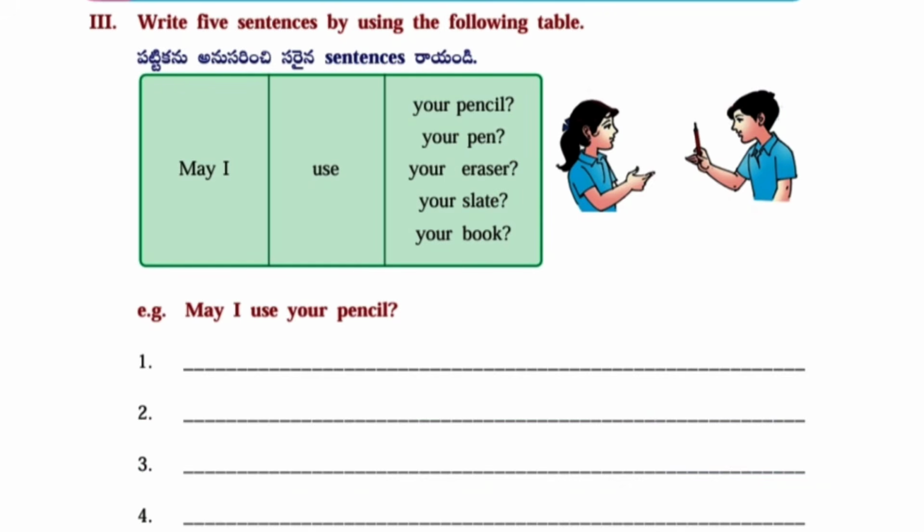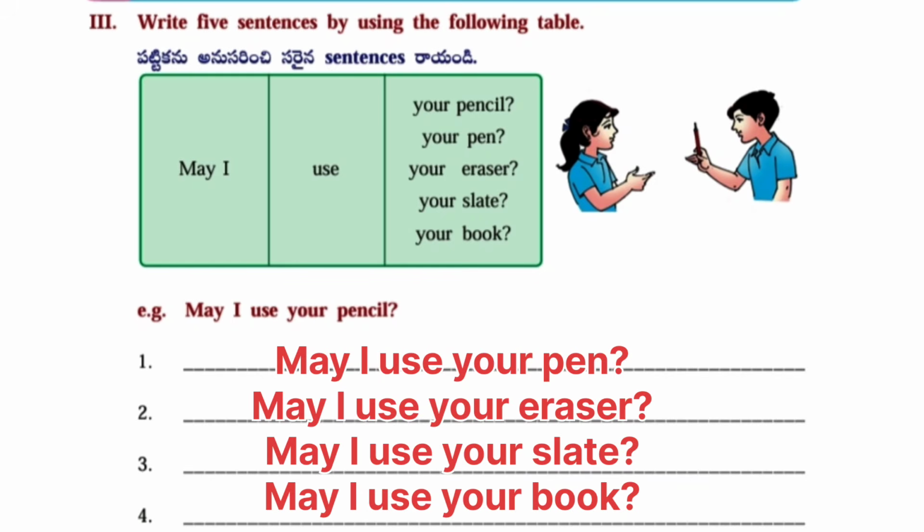And next, write 5 sentences by using the following table. May I use your pencil, your pen, your eraser, your slate, your book. Now we have to frame some sentences by using these phrases. Example, may I use your pencil? May I use your pen? May I use your eraser? May I use your slate? May I use your book?